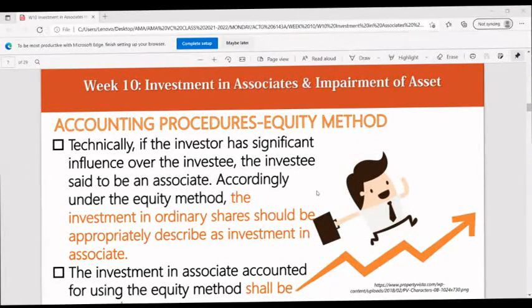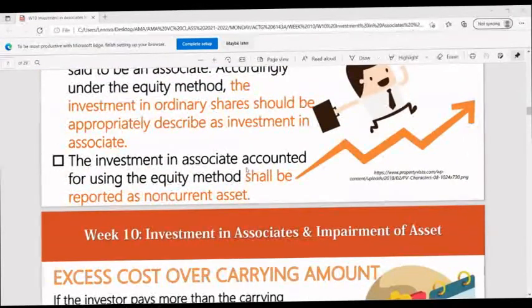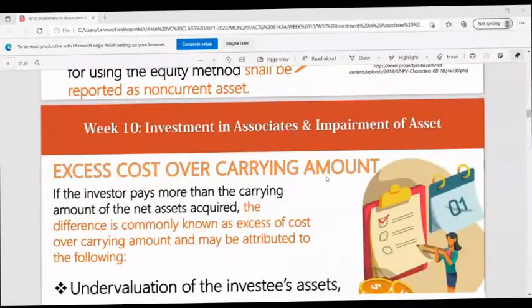So for accounting procedures, equity method, technically, if the investor has significant influence over the investee, it is said to be an associate. Accordingly, under the equity method, the investment in ordinary shares should be appropriately described as investment in associates. So the investment in associate accounted for using the equity method shall be reported as a non-current asset.